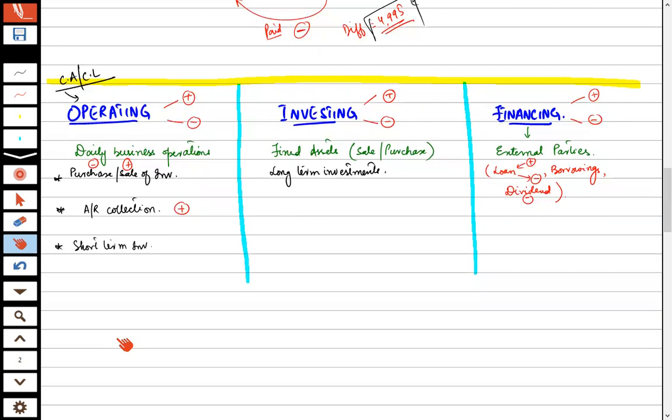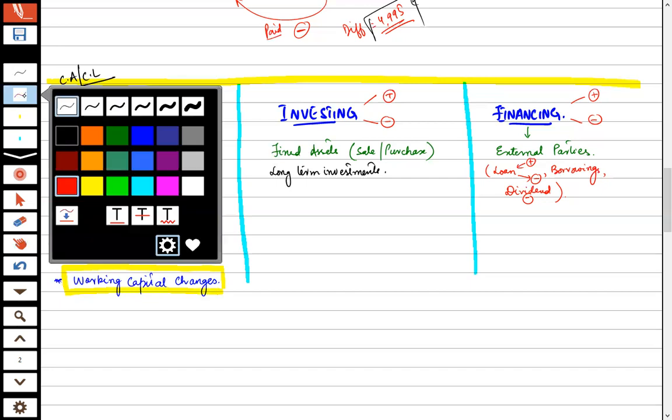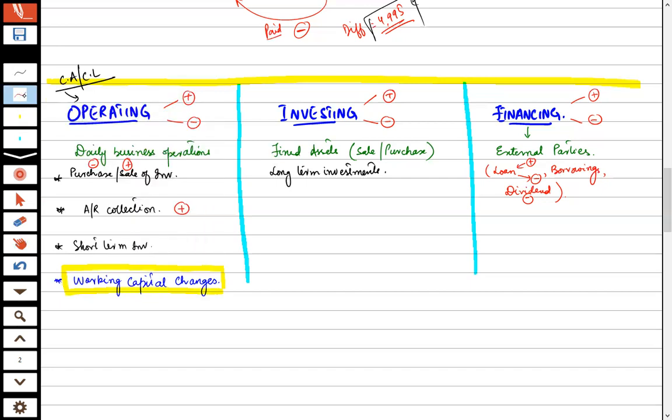Got it. One more thing is that since it is all about current assets and current liabilities, here we make a netting for all the current assets and current liabilities, and that is known as working capital changes. What is this? Basically, we see the cash impact. Just focus on my words. It's cash impact.